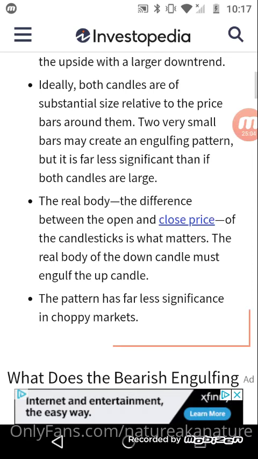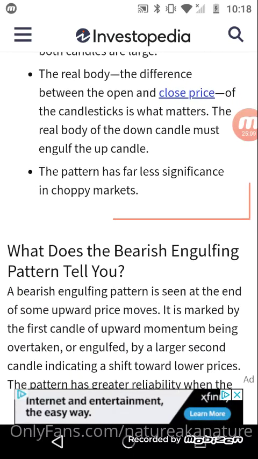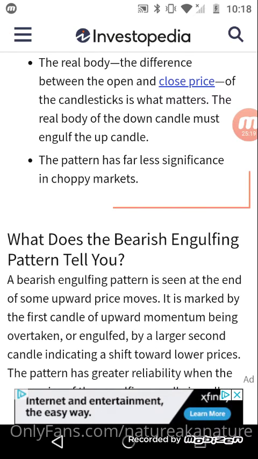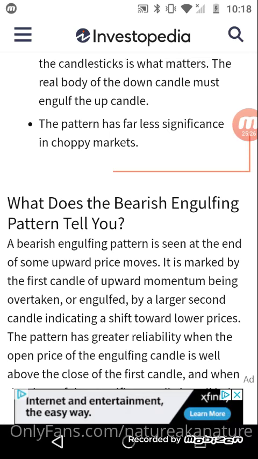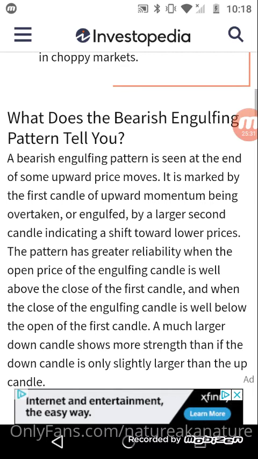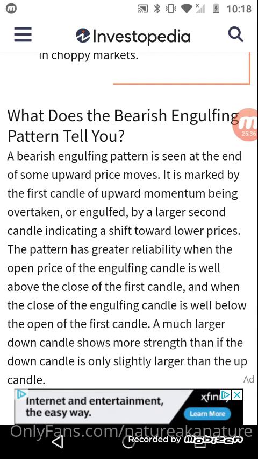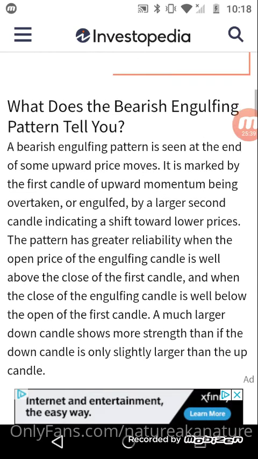So a bullish engulfing pattern right here, what does it tell you? It tells you a bullish engulfing pattern is seen at the end of some type of upward price move. It is marked by a first candle of an upward momentum being overtaken or engulfed by a larger second candle, indicating a shift towards lower price. The pattern has a greater reliability when the open price of the engulfing candle is well above the close of the first candle, and when the close of the engulfing candle is well above the open of the first candle.